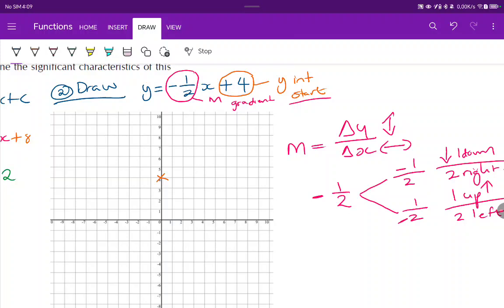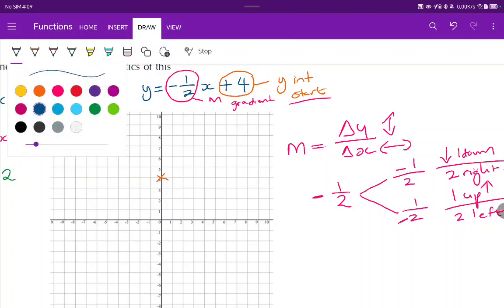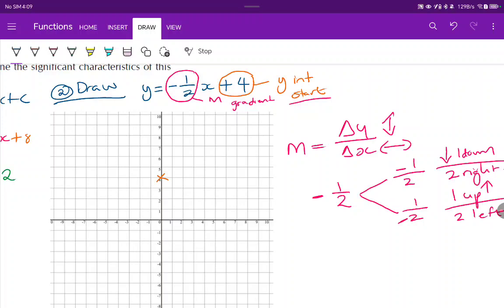Okay, let's sketch in a light blue for you. I'm going to start at 4. Now I'm going to go 1 down, so I'm using the top fraction. I go 1 down, which takes me to 3, and I go 2 to the right.